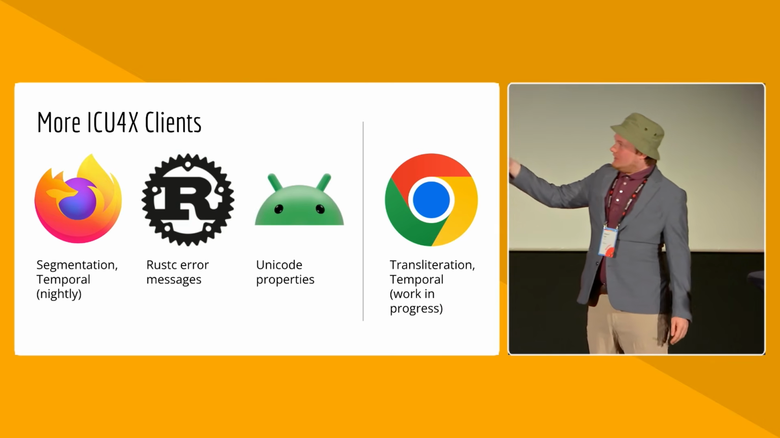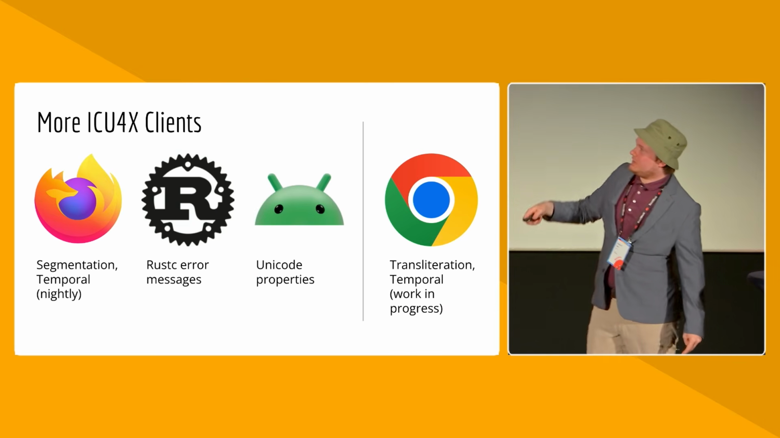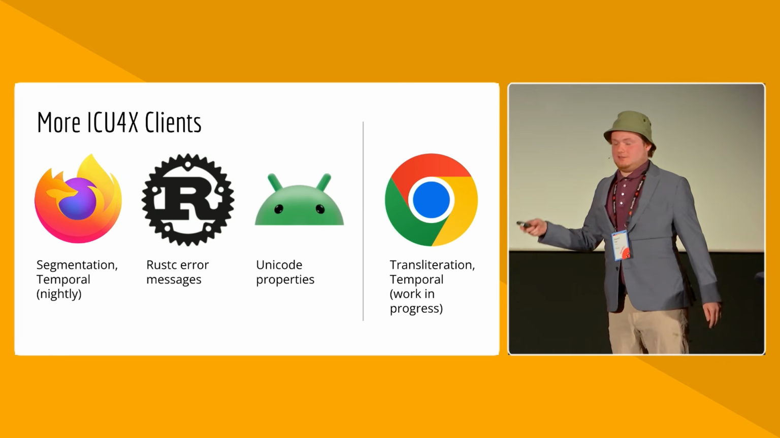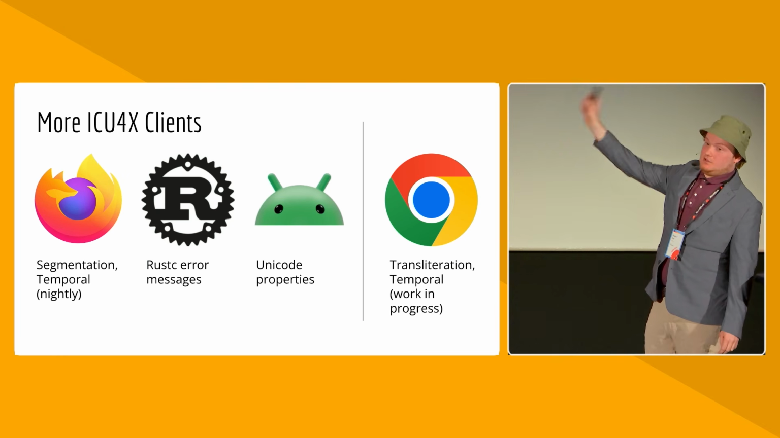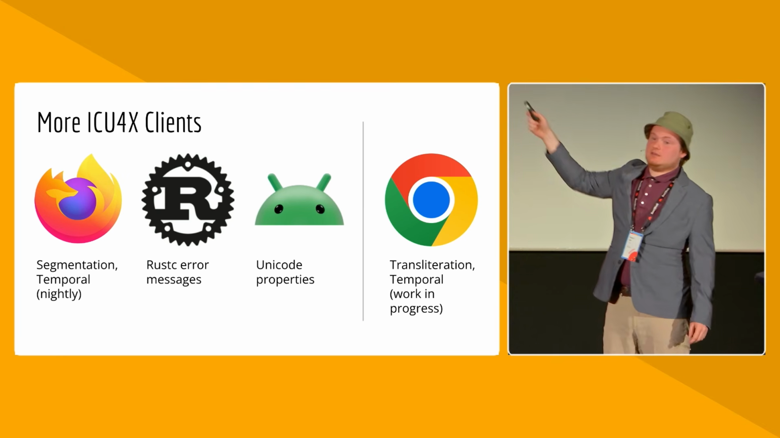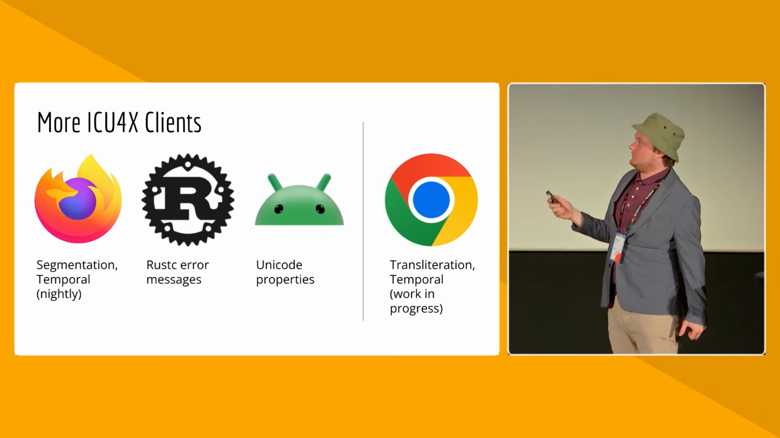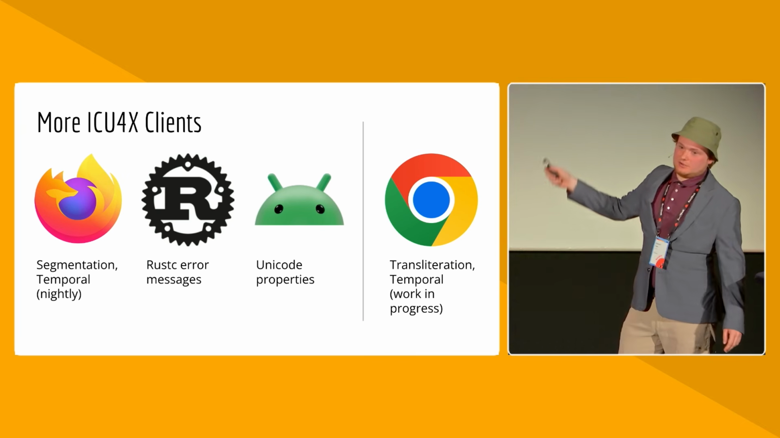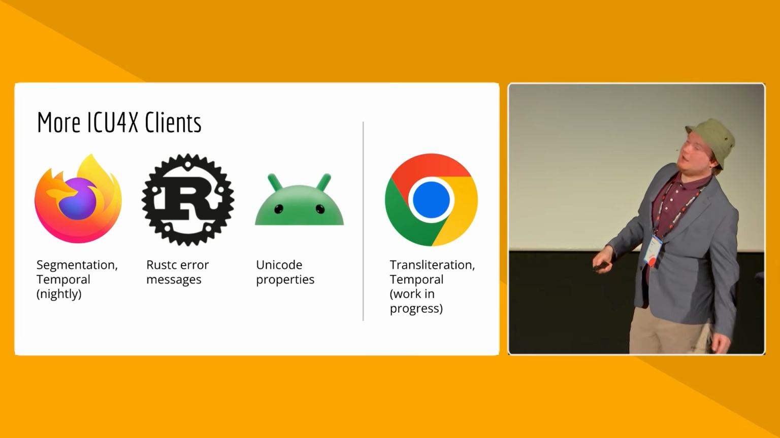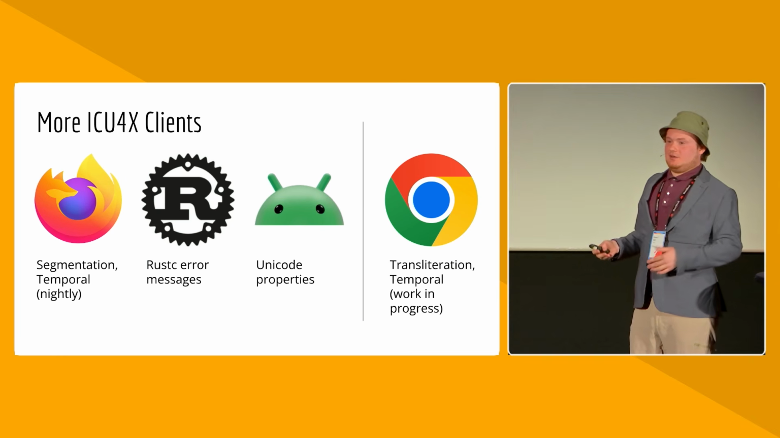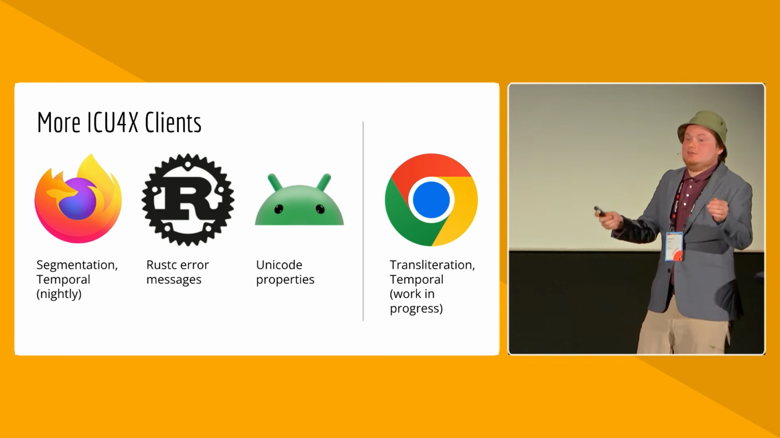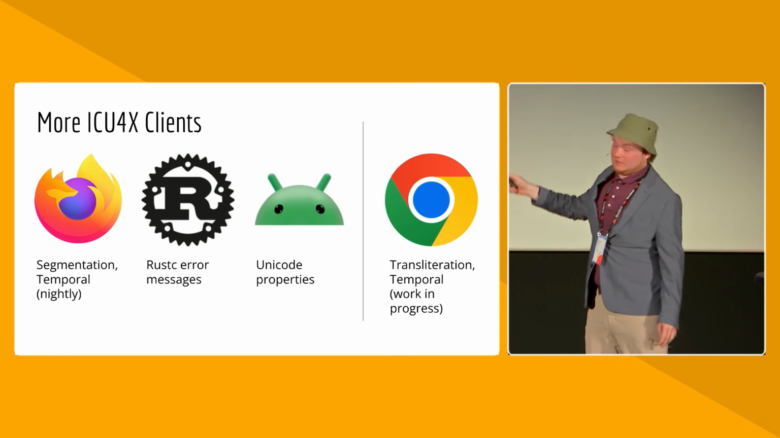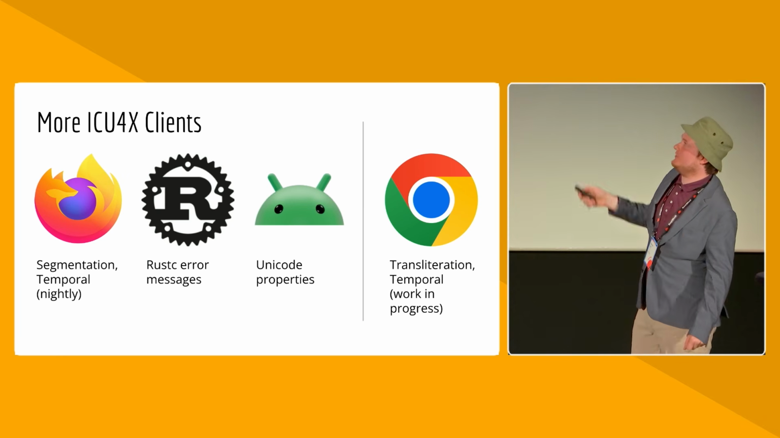These are more ICU4X clients. If you use Firefox, you're already using us for text segmentation, as well as in the Temporal datetime library that's coming soon. The Rust compiler uses ICU4X for certain parts of error messages. Android, as I mentioned earlier, we've got for Unicode properties, and Chrome is a work in progress. We have some changelists open that will hopefully be landing quite soon to do things like transliteration and Temporal. A lot of people have put a lot of time into making all these things happen, so this is quite exciting.